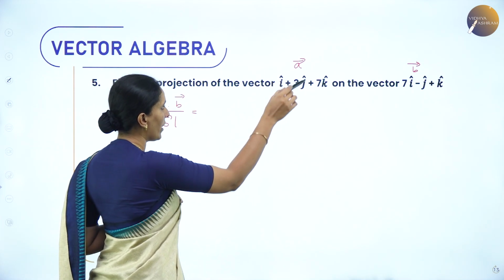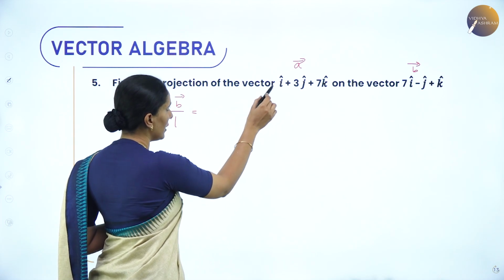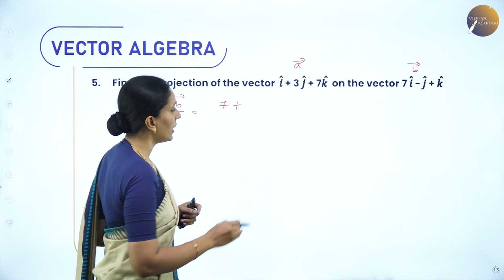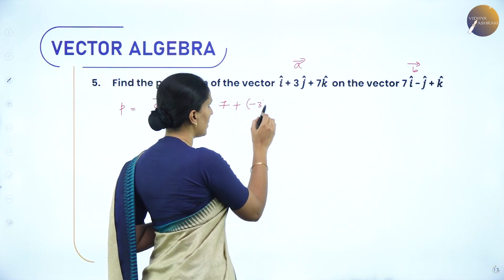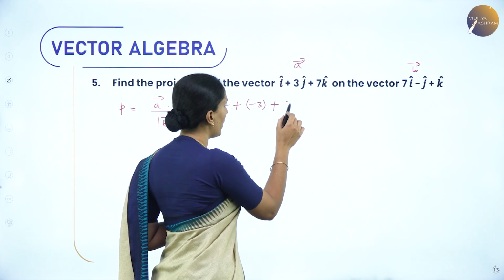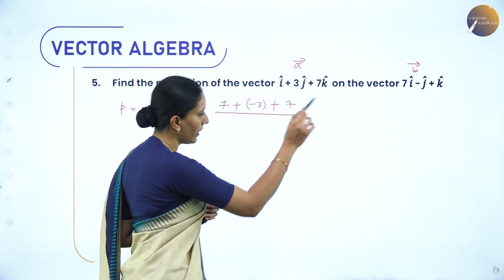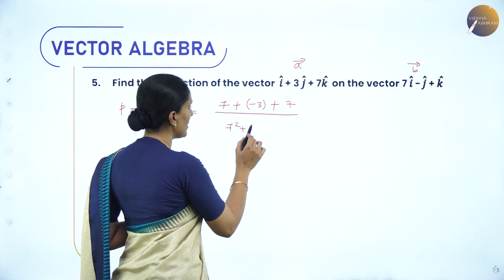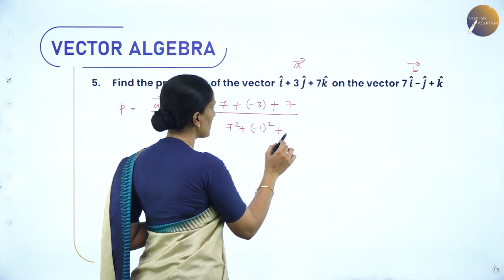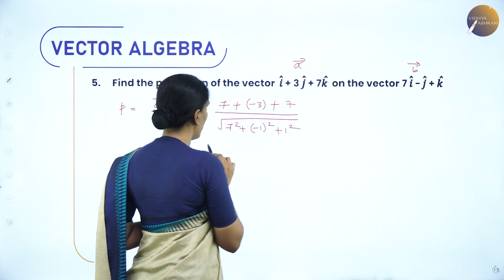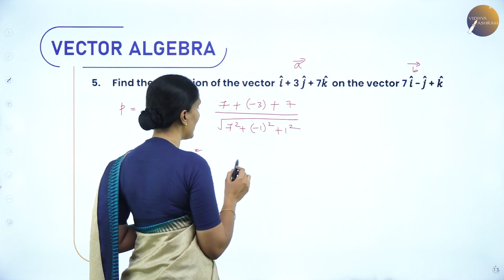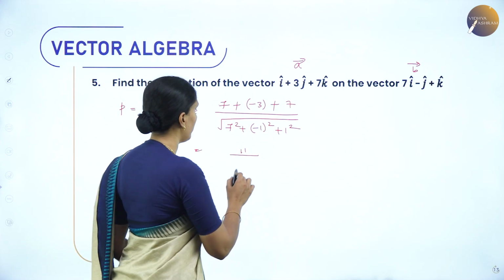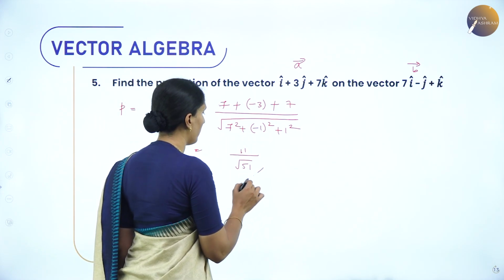So, that is 1 into 7, 7, plus 3 into minus 1, minus 3, plus 7 into 1, 7, whole divided by the magnitude of vector B, so that is square root of 7 square plus minus 1 whole square plus 1 square. So, clearly this is 14 minus 3, 11. So, 49, 50, 51, root 51.